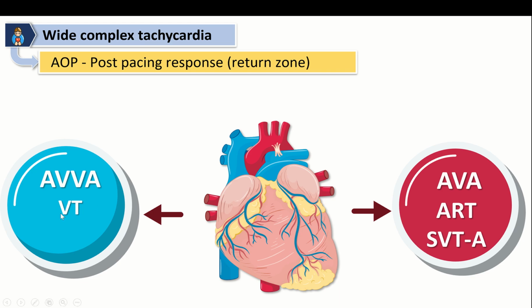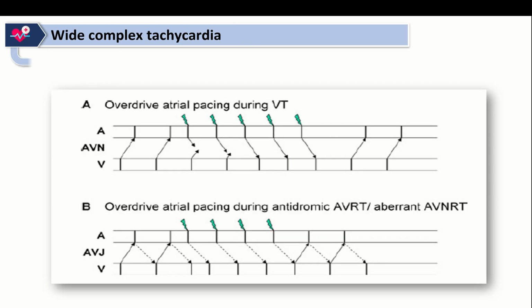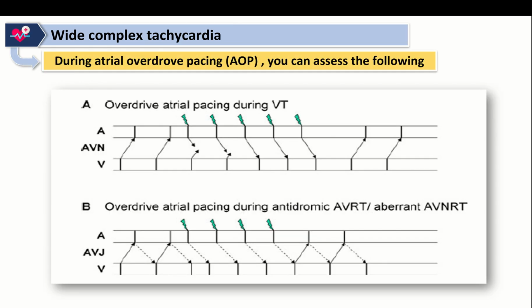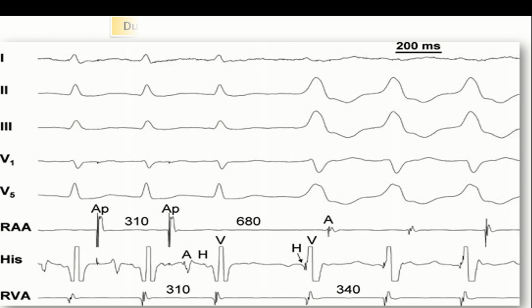not. In VT, the response will be a VVA response. However, in SVT with aberrancy or antidromic tachycardia, it will be AVA response. Main concept, again the same concept of re-entry circuit. I can interrupt, so it's AVA response. And this is the illustration to understand in VT. It's AV, VA response. However, in SVT with aberrancy, I will find AVA response.